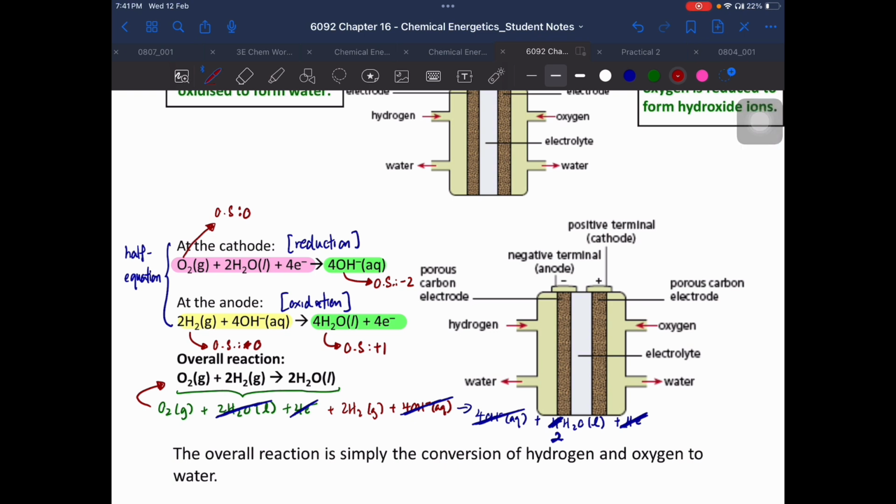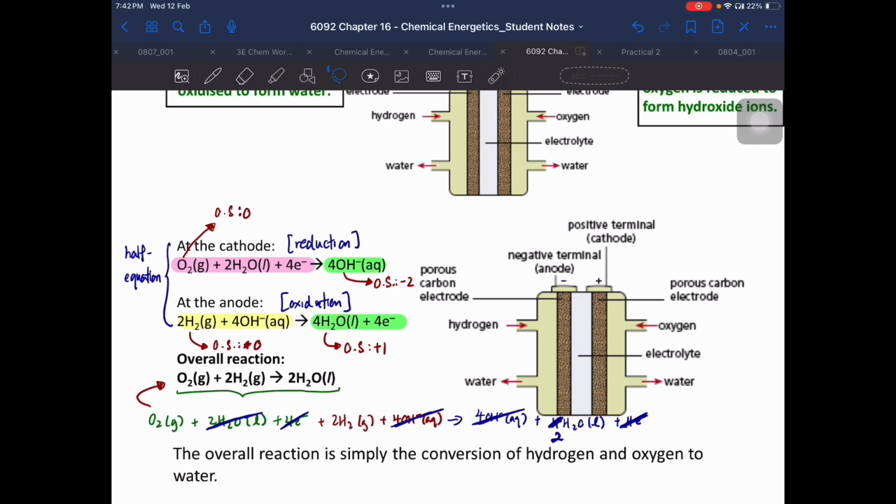So don't need to worry too much about this concept of half equation or overall equation at this point, because eventually when you go to the electrolysis chapter, I think all these things will come more naturally to you. Okay, but this is just to give you an idea of how we end up from this new thing that we call half equation to this thing that we call overall reaction.